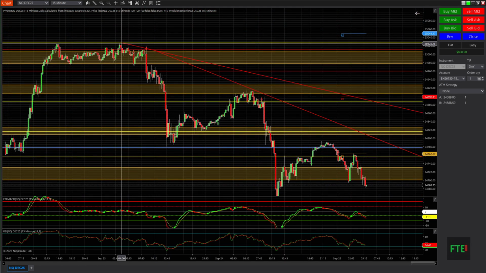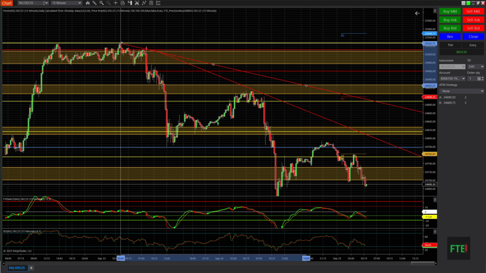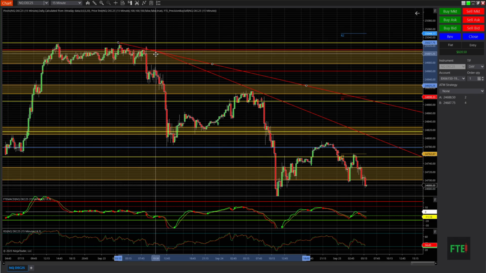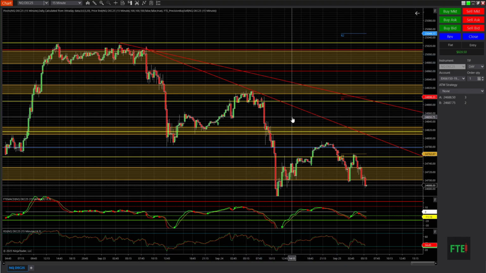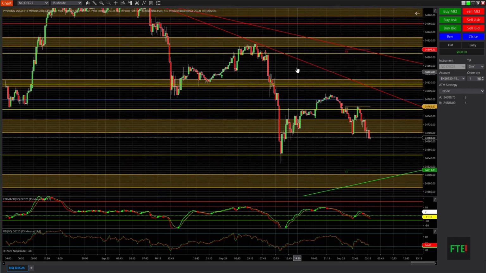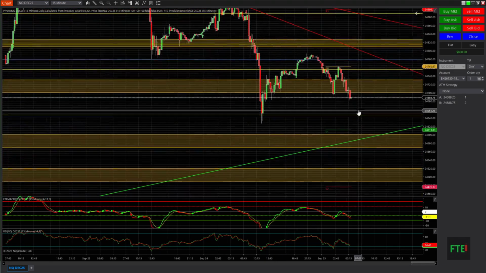That first line's coming off this wick over here to the wick off of this candle, and then this line here is supposed to be on the top of that, and we're touching in right here at the top. So we got two different 1 hour trend lines up there.